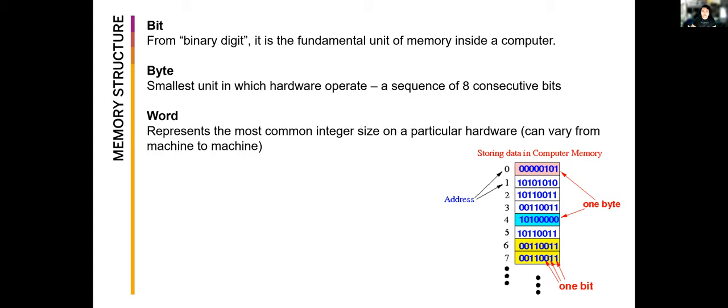So if you've heard of megabytes, gigabytes, the size of storage, right? It's actually a byte, not megabits, not gigabits, and so on. So mega, giga, you just scale it based on the byte itself.